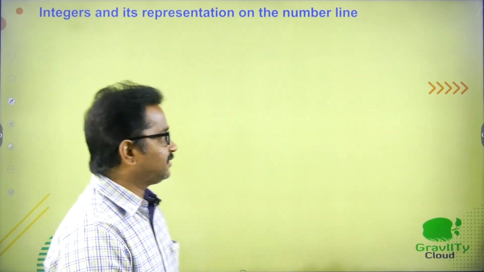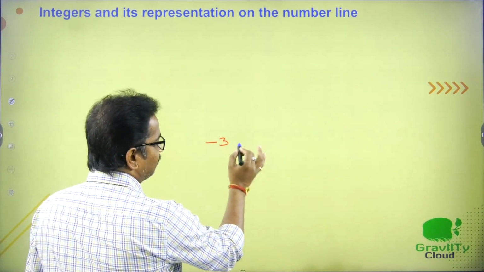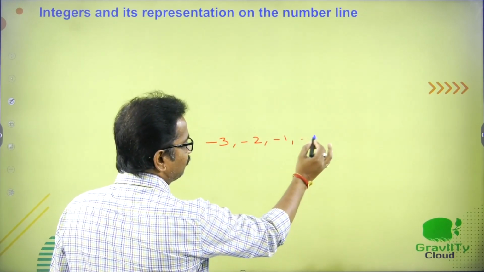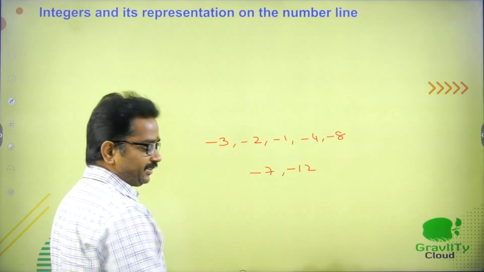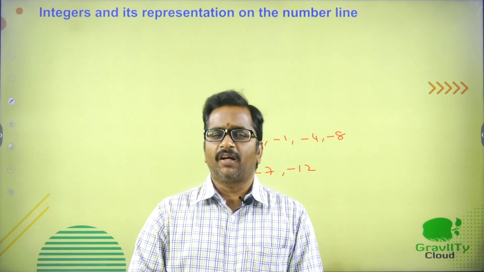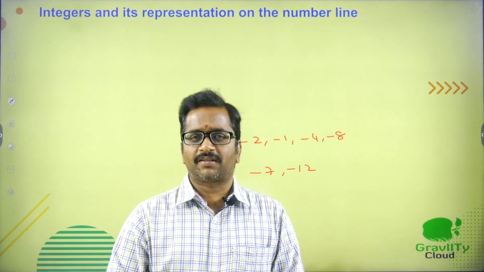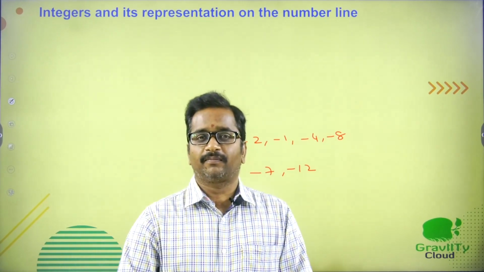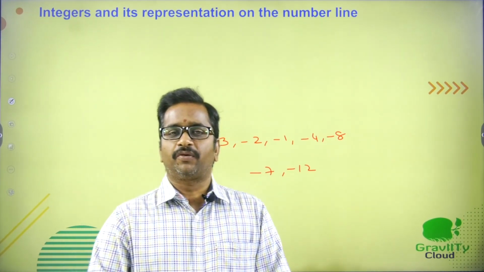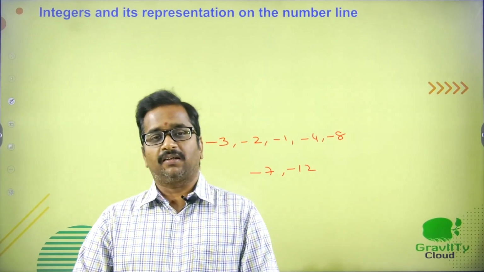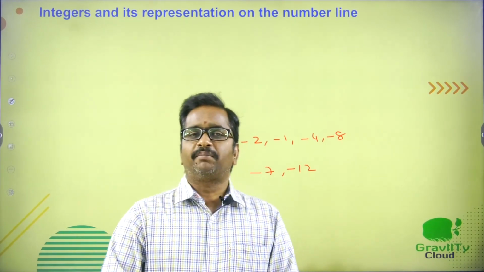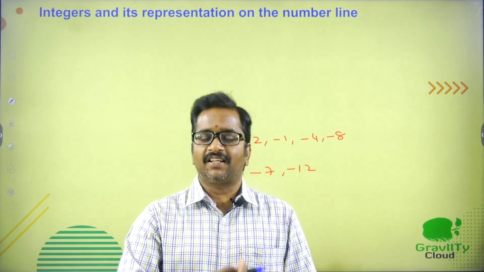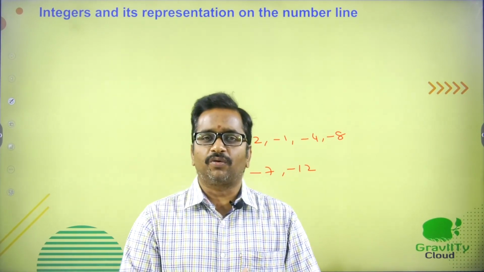What are negative numbers? Anybody? Yes, negative numbers are the numbers which have the negative sign: minus 3, minus 1, minus 4, minus 8, minus 7, minus 12 like that. These are all negative numbers. You already know this. But where do we use negative numbers? Can anybody say? Yes, generally the temperature: if you go to the Antarctica region, or to Jammu Kashmir in the winter season, the temperature is not 0, it is less than 0. Then how are you going to represent that less than 0?